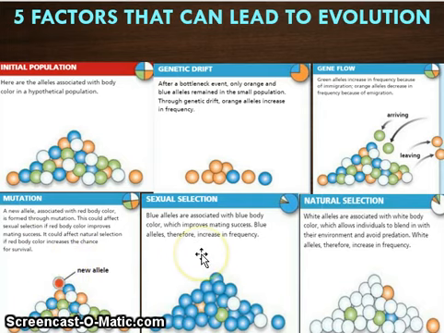Next one is sexual selection, where females are preferring a certain trait over another. And then the last one, of course, is natural selection, where nature is basically allowing the best suited traits to survive, and those are the ones that get passed on to offspring.